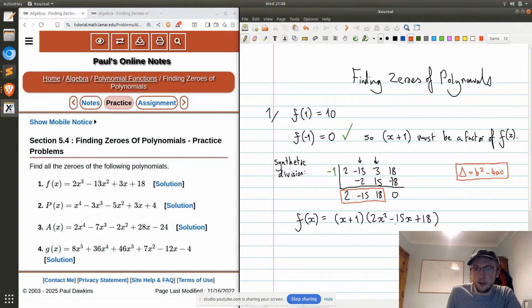So negative 15 squared is 225 minus 4 times 2 times 18. And what is 8 times 18? Well, that's 144. And what's 225 minus 144? Well, that's 81. Oh, so that's a perfect square number. And therefore, this can be factorized. So I just have to think about it for a little bit, and maybe I'll be able to do it.